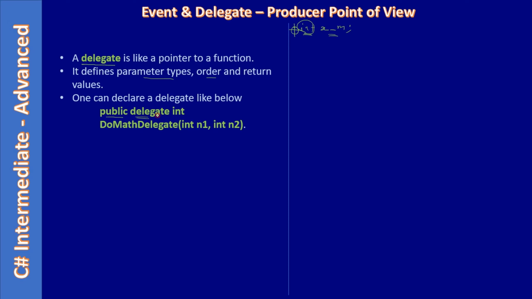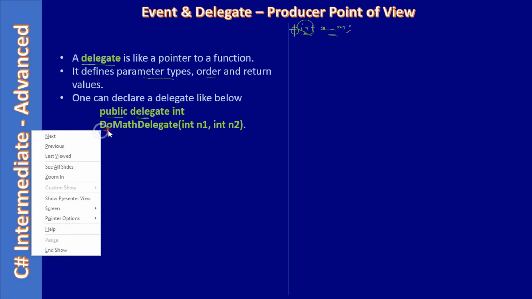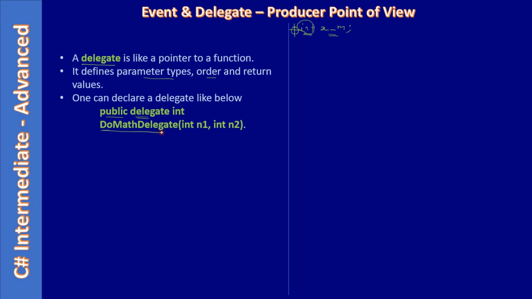So this delegate type defines a function prototype. Here, this one is not actually the function name, it is the delegate name. So here int is the type and xm is the variable, right? Similarly, delegate is the keyword to define the type. Then DoMathDelegate is actually the delegate name. Then the function return type will be int and the function takes 2 integers as parameters. So that's the type we are defining here.